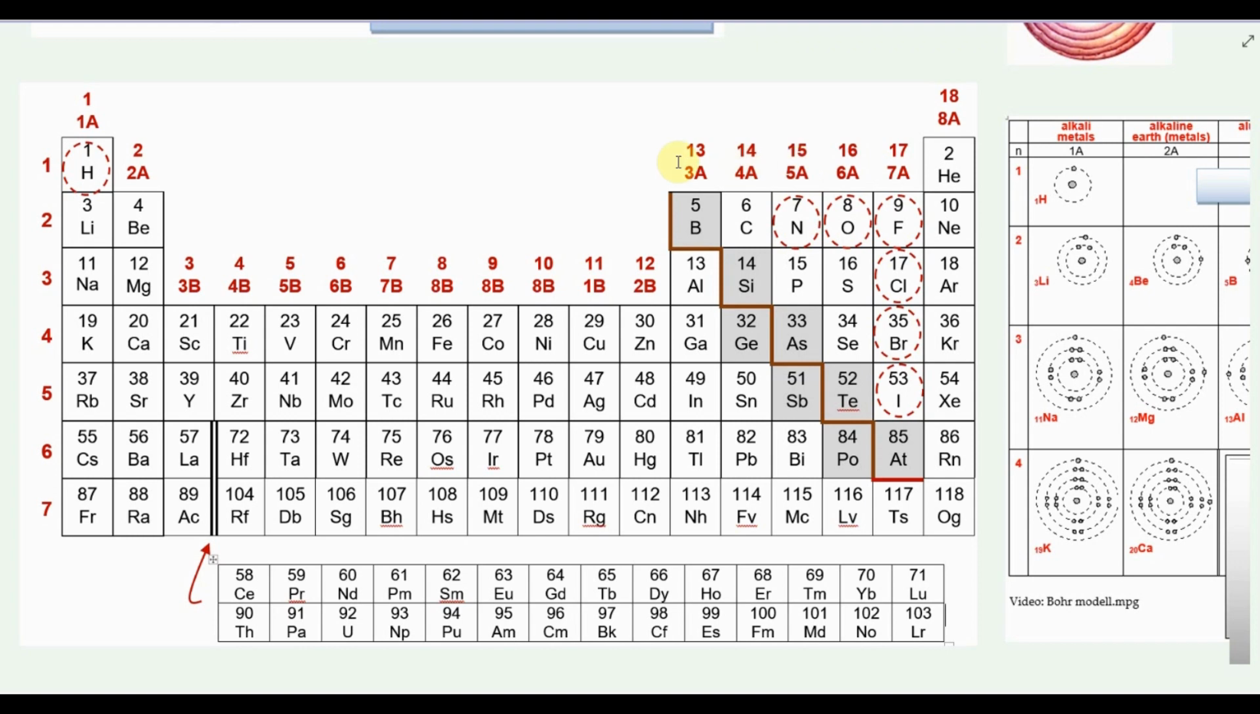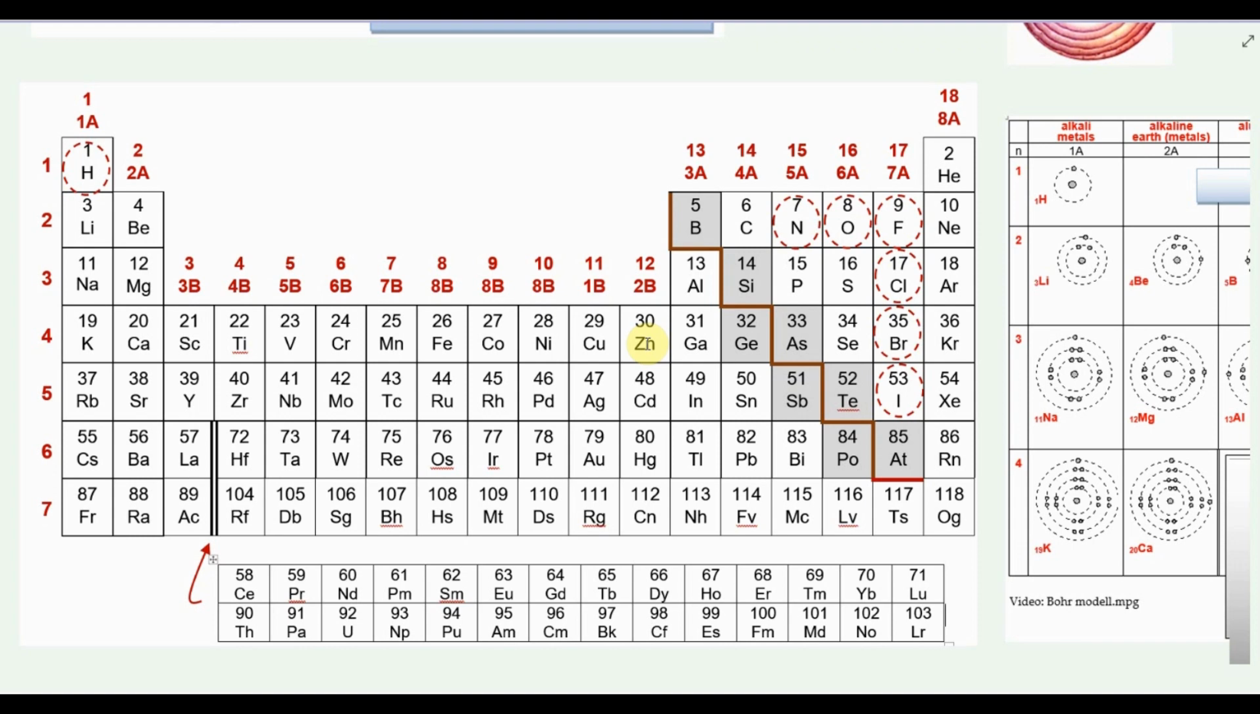So on the periodic table, we have what are called the A group elements. Groups 1A and 2A, and then 3A through 8A, are the A group elements, and they are also called the representative elements. For the B group elements, there are 10 columns of them here.